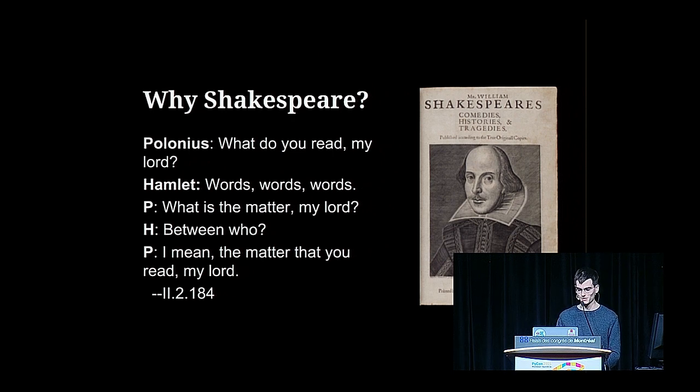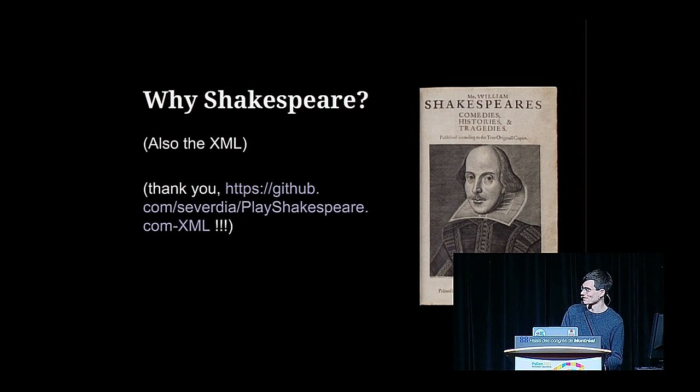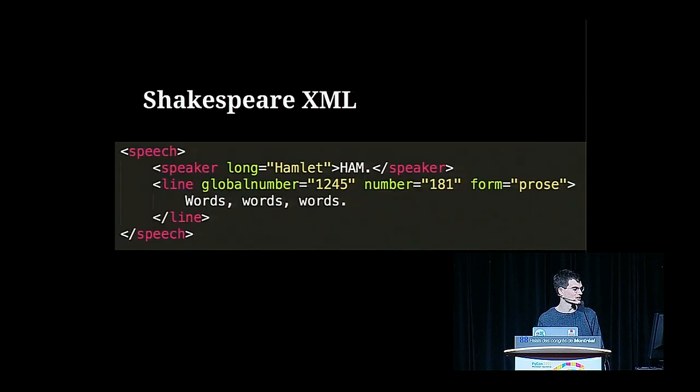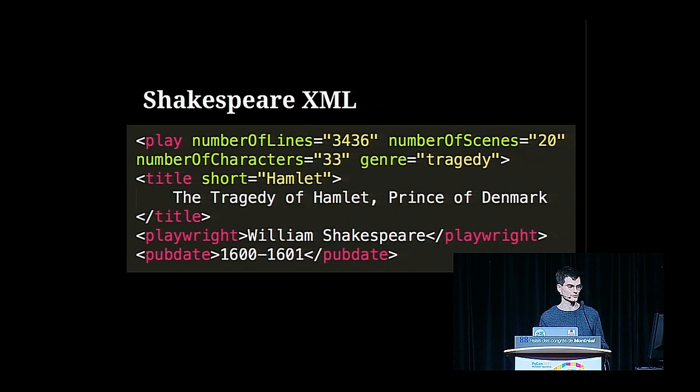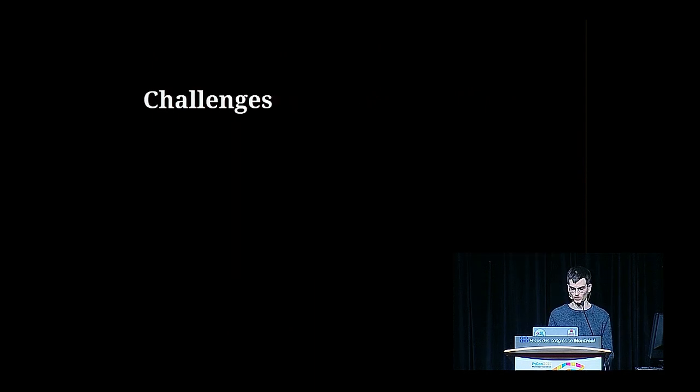The other reason we're using Shakespeare is because he's been marked up in XML already. There are some brave souls at PlayShakespeare.com who have marked Shakespeare up extensively in XML. This is going to be a huge win for us because we don't have to do any of the dirty work of cleaning Shakespeare up to be analyzed with Python. It's just all right there. If you want to see what Shakespeare XML looks like, here's that line, words, words, words. Tons of metadata associated with it, who the speaker is, what line number it is, and so on. Here's some more metadata of information about the play as a whole. It's really interesting stuff. You can go look at it.